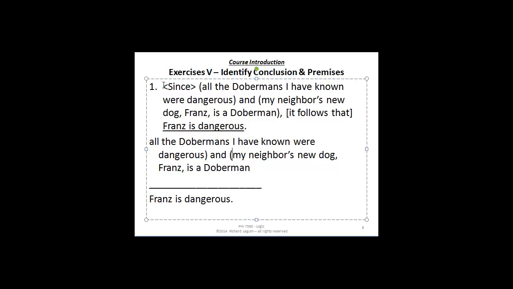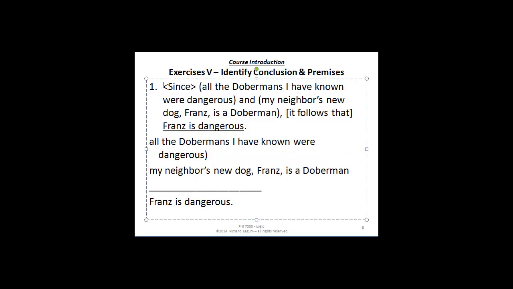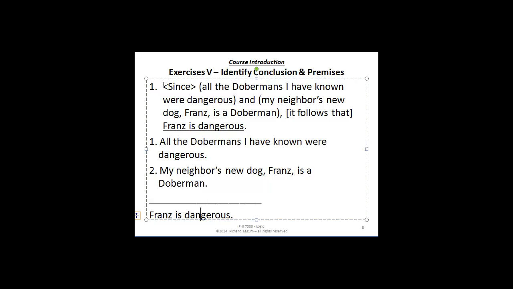Okay, we're going to have two premises, it looks like. That being number 2, we'll make it a capital. 1, all Dobermans that I have known were dangerous. 2, my neighbor's new dog Franz is a Doberman. Okay, therefore 3, Franz is dangerous. Looks like the right answer.